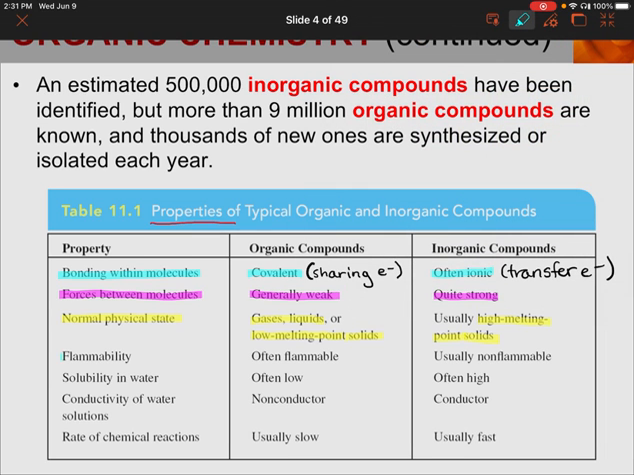All right, so now let's go on to flammability. Organic compounds are, again, made of a lot of carbon atoms. So for instance, propane is an organic compound, and propane is very flammable, and that's pretty true for most organic compounds. They're often flammable. Inorganic compounds are usually non-flammable, and again, that's typically because they're really high melting point solids. And solids can be hard to burn, for instance.